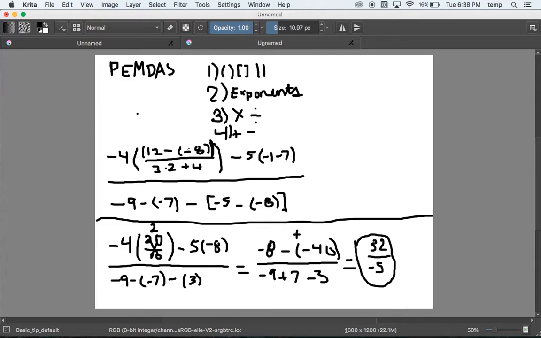So it kind of looks like a beast, like a long problem, but you just go through it step by step, check your parentheses, check your exponents, check your multiplication, division, addition, subtraction, right? Just go through the steps, and then really it becomes pretty easy to do.